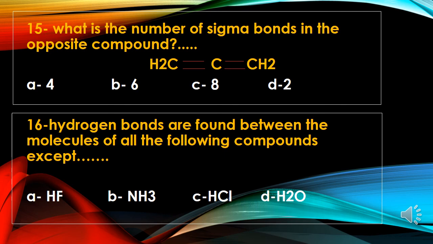Question number 16. Hydrogen bonds are found between the molecules of all the following compounds except A, HF; B, NH3; C, HCl; D, H2O. The answer will be HCl.